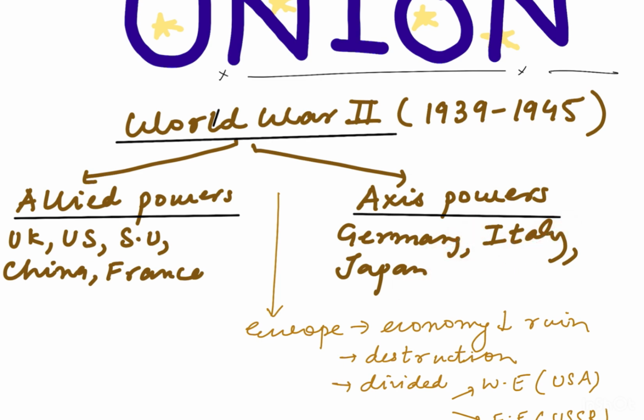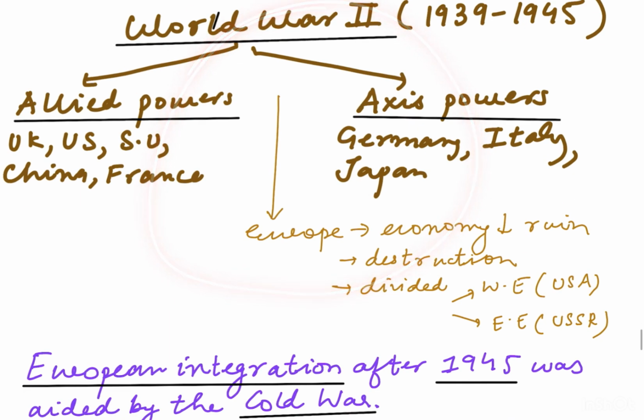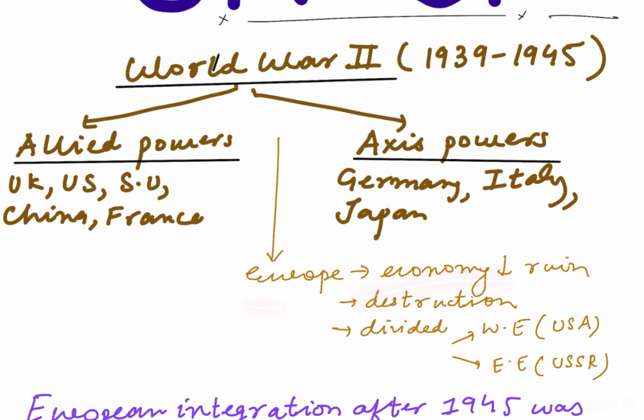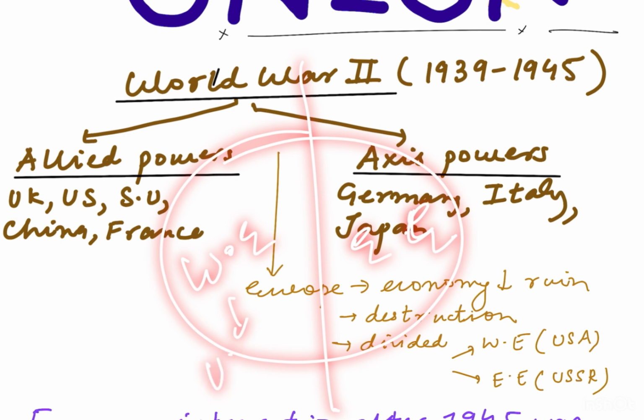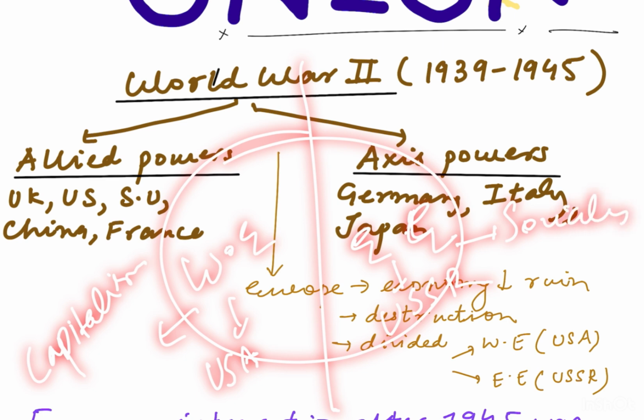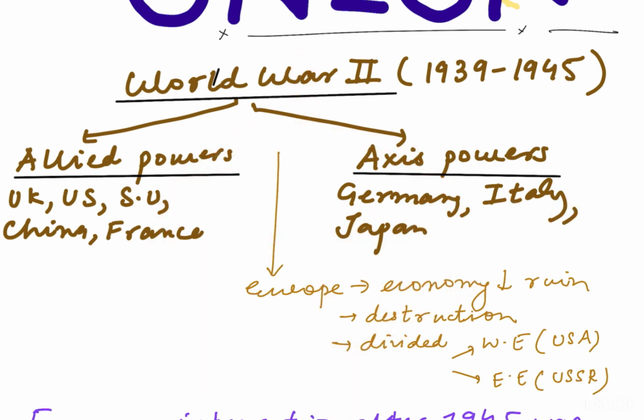Now because of World War II, Europe's economy got ruined and declined. There was destruction of the economy of Europe, and the entire Europe got divided into two parts, Western Europe and Eastern Europe. Western Europe was under the control of USA and Eastern Europe was under the control of USSR. So Western Europe will automatically follow capitalism and Eastern Europe will follow socialism. This is the basic knowledge you should have before getting onto the topic.